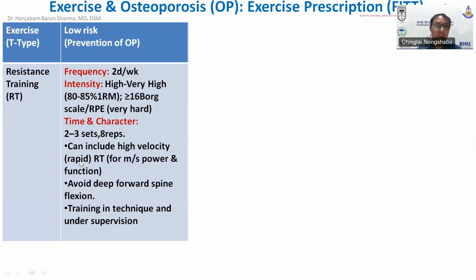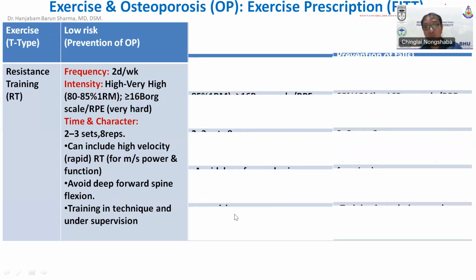Can include high velocity rapid resistance training. We can include it for muscle power and muscle functioning. You have to incorporate such type of activity. You have to follow the principle of specificity, specific adaptation to the imposed demand, the SAID principle. So avoid deep forward spine flexion, because low back pain and injury can happen. Proper technique is very important, and the exercise should be done under supervision.